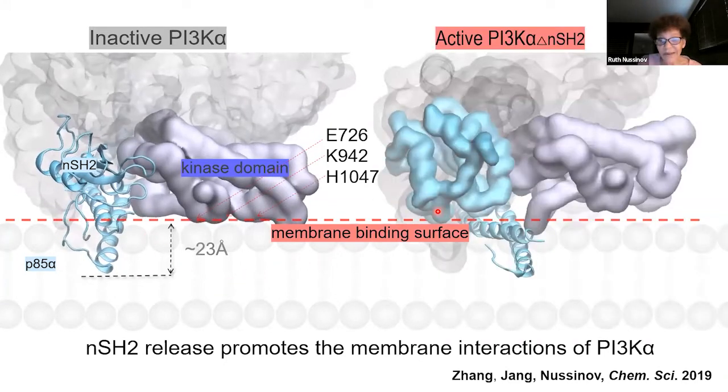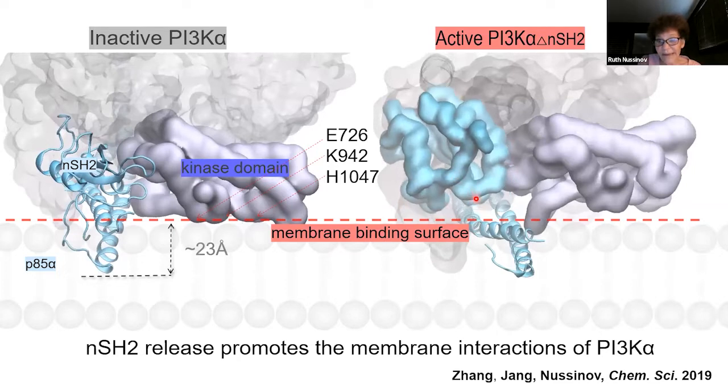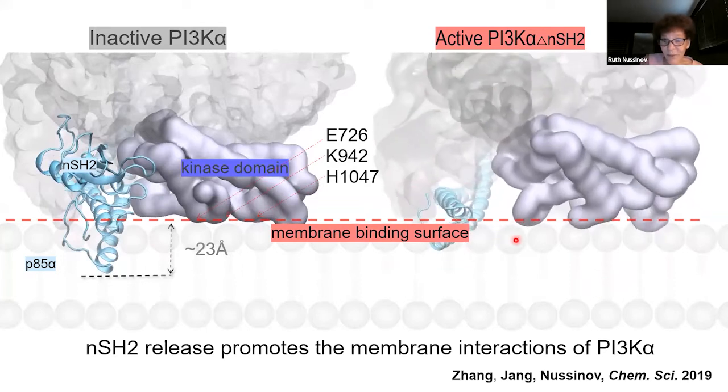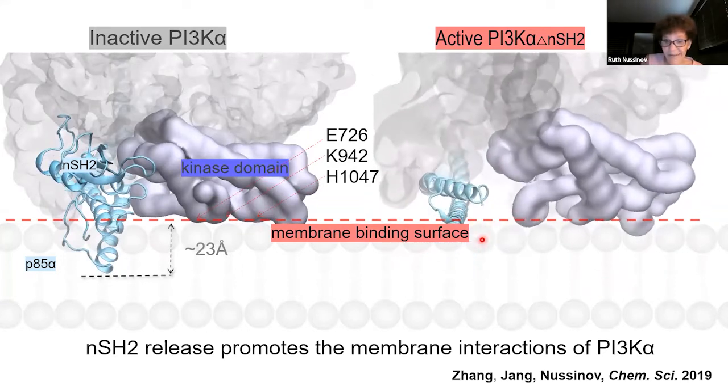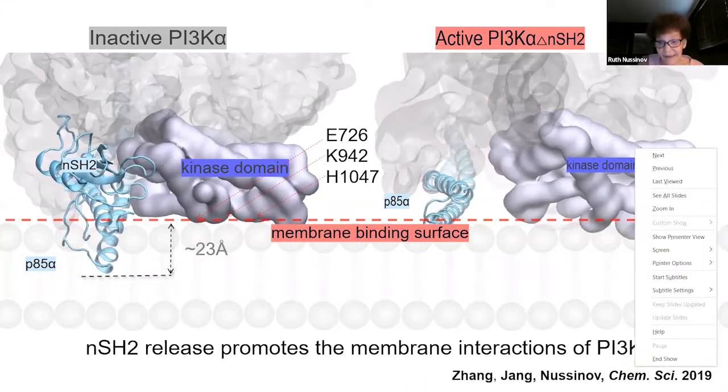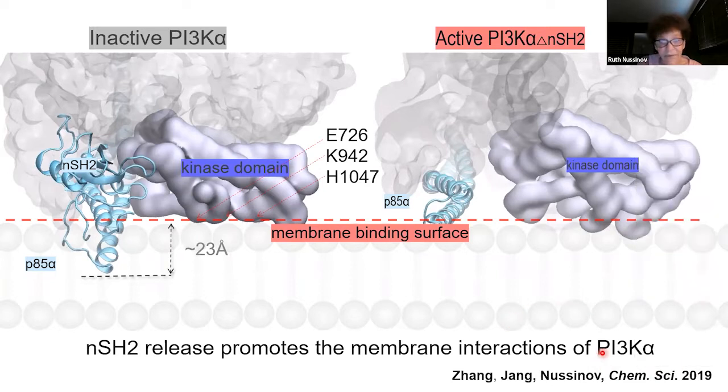We then do what we did before. We remove the NSH2, and now we simulate it and we see the opening up and the binding at the membrane surface of the kinase domain, and this is the ISH2 right here. So what we observe is that the NSH2 release promotes the membrane interactions of the PI3K in an appropriate way for the catalysis.